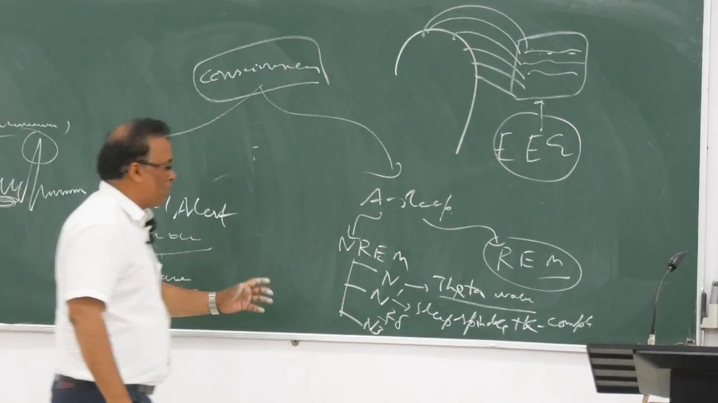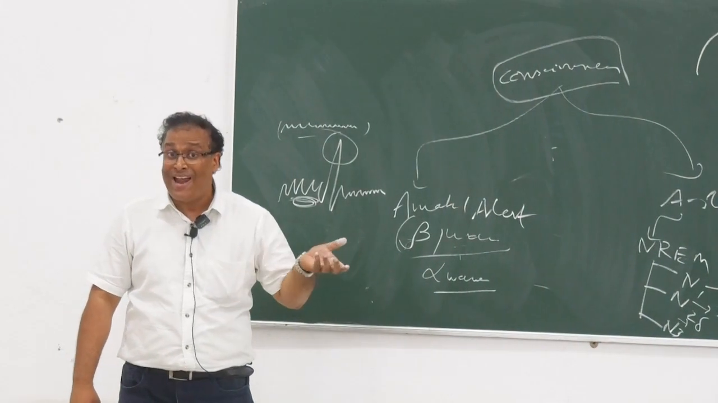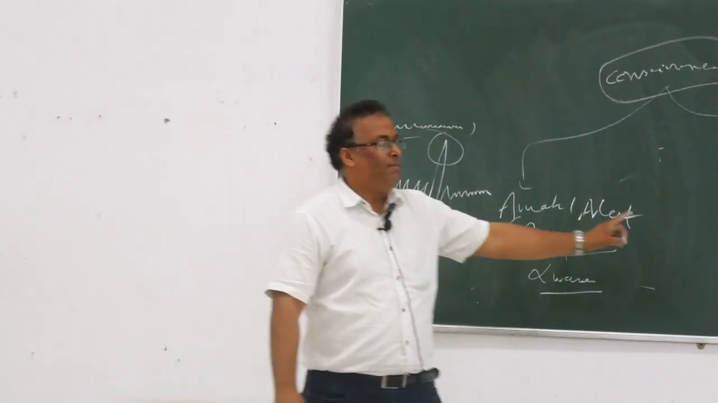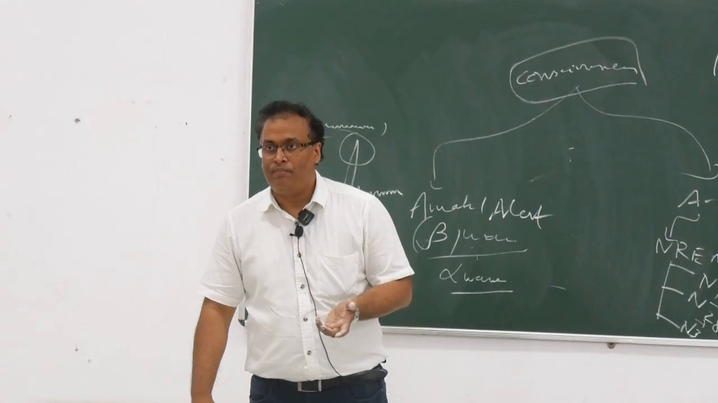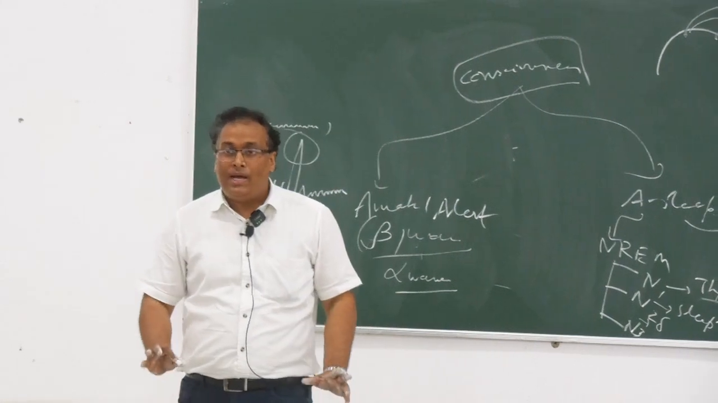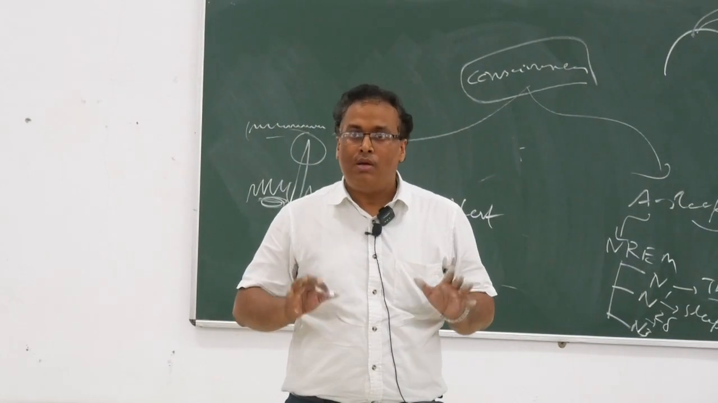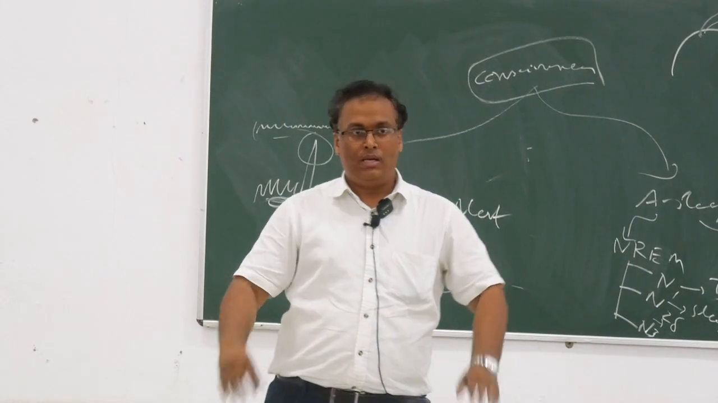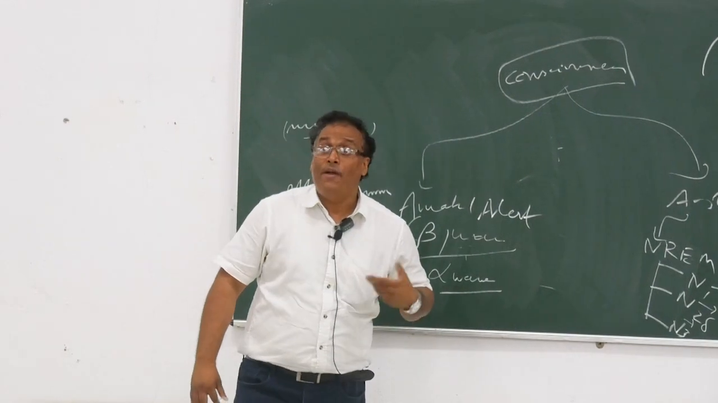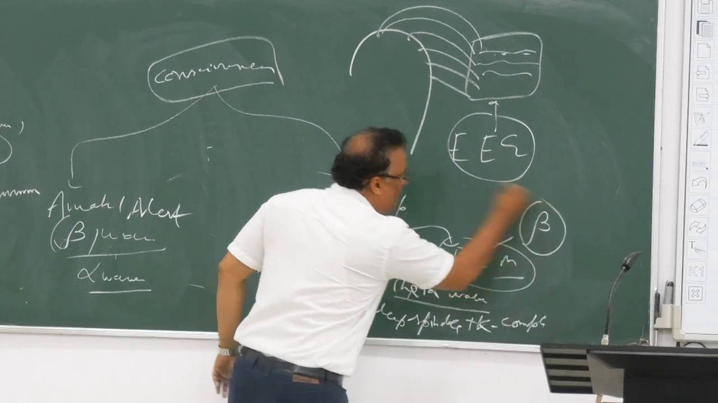So REM sleep means rapid eye movement sleep. Also it is called paradoxical sleep. These questions may come in your exam: why is REM sleep called paradoxical sleep? Because in REM sleep, except the eye muscles and the diaphragm, all the muscles are in atonia, paralysis, but your beta waves are present. Here, beta waves will be prominent.